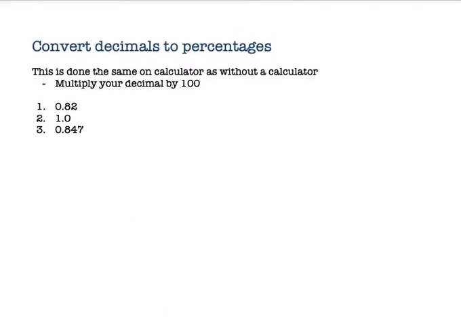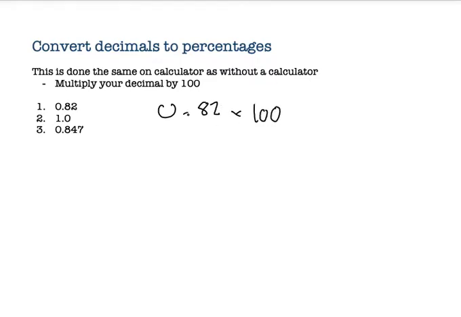Okay. Now let's do converting decimals to percentages. So we do this the same way if we use a calculator or without a calculator, and what we do is we're multiplying our decimal by 100. I'm going to show you me doing it without the calculator to make it a bit easier. So the first example, if I want to switch it to a percentage, I need to times by 100. So we'll do 0.82 times 100.